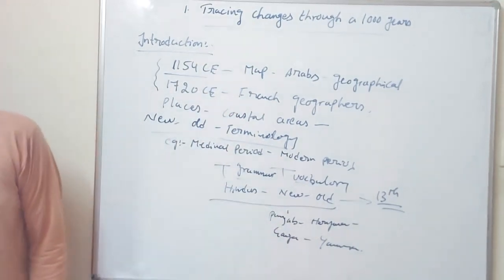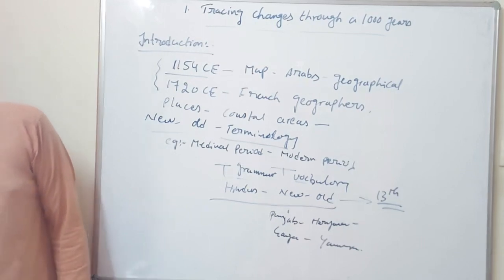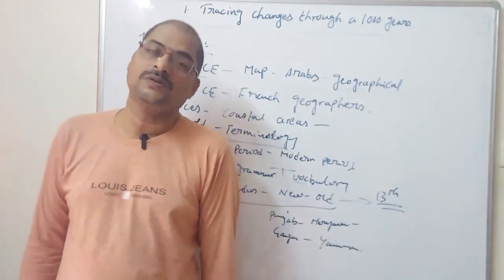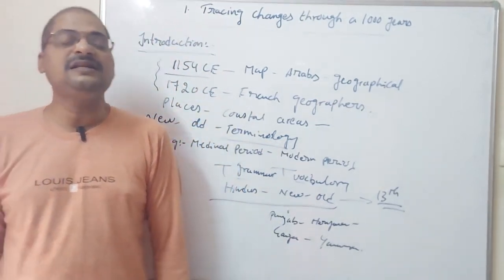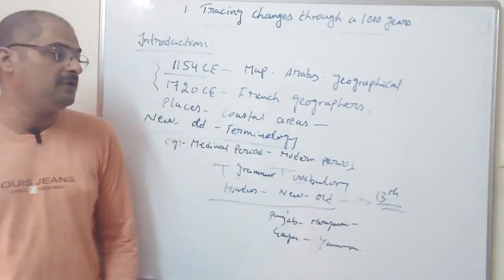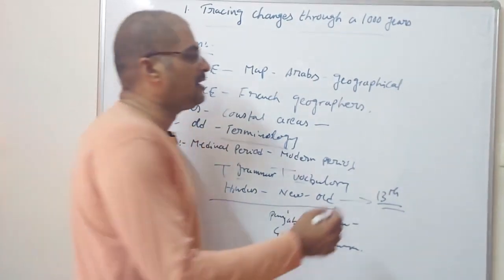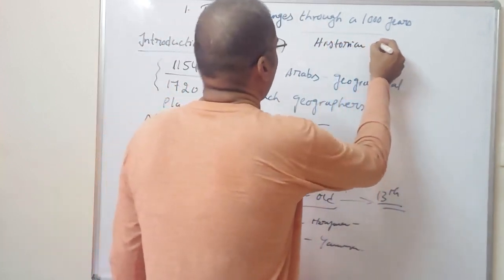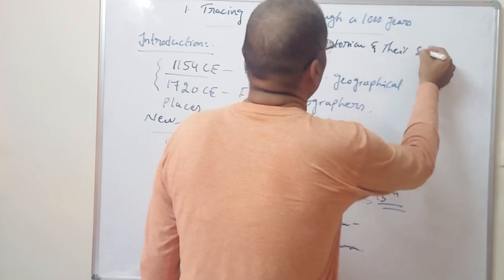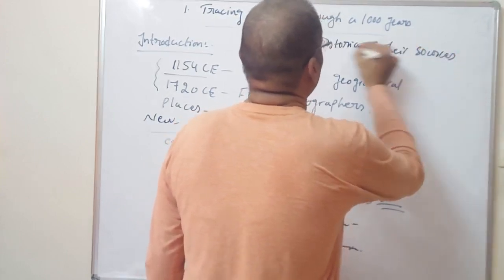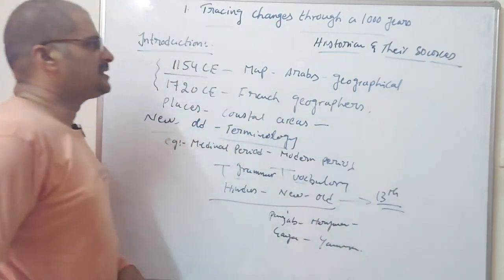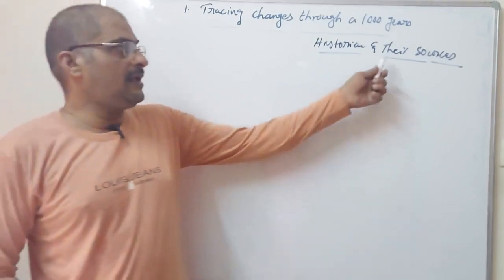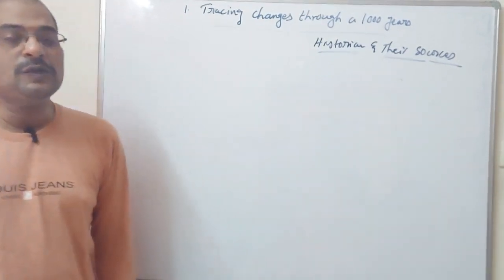Let us come to another point: the historians and their sources. What kinds of sources are there? Let us discuss this point. Historians and their sources. What are the sources?